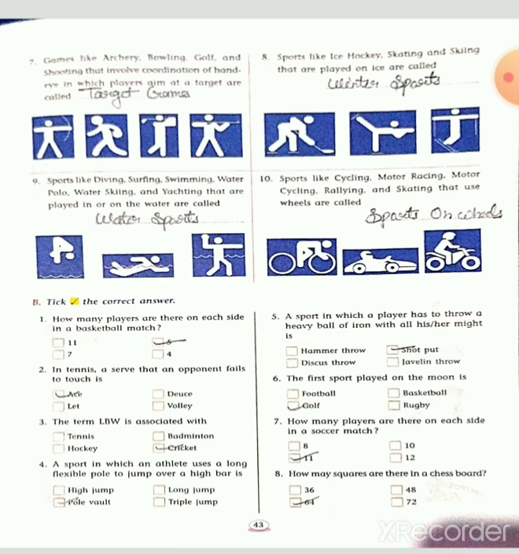A sport in which a player has to throw a heavy ball of iron with all his or her might is shot put. The first sport played on the moon is golf. How many players are there on each side in a soccer match? 11. How many squares are there in a chessboard?